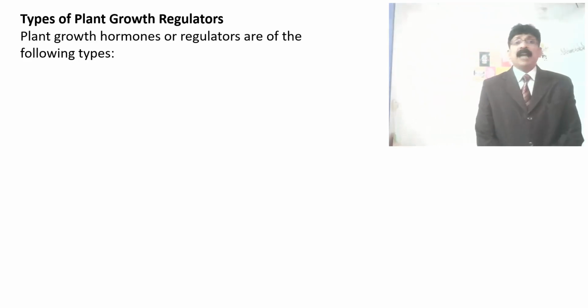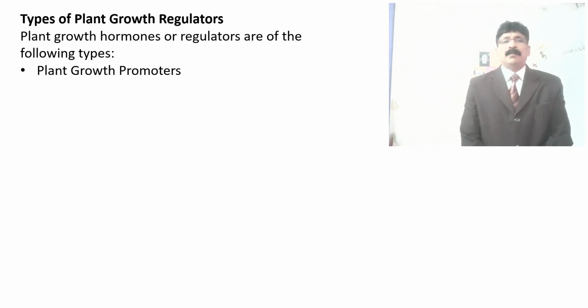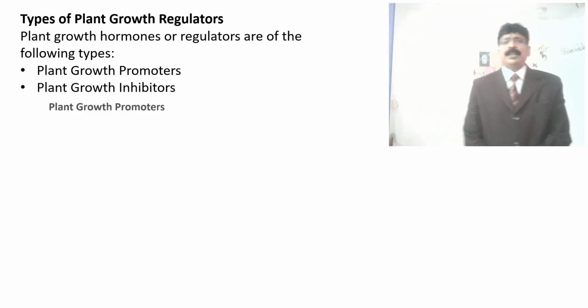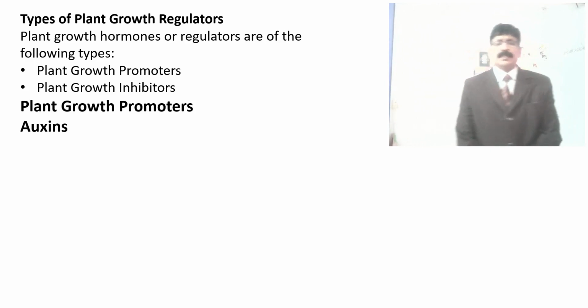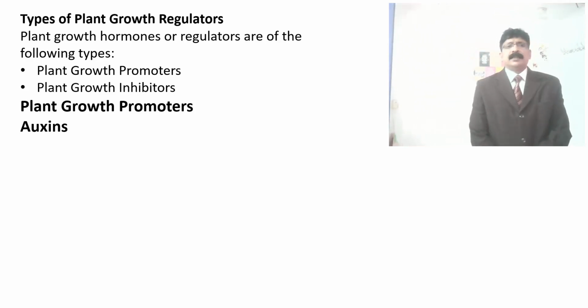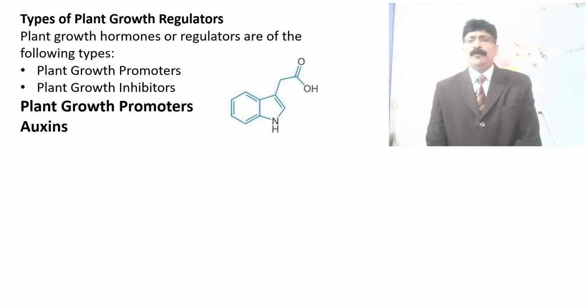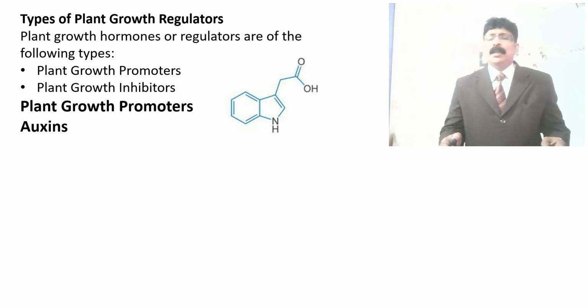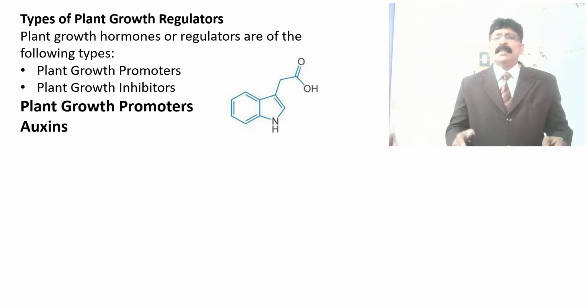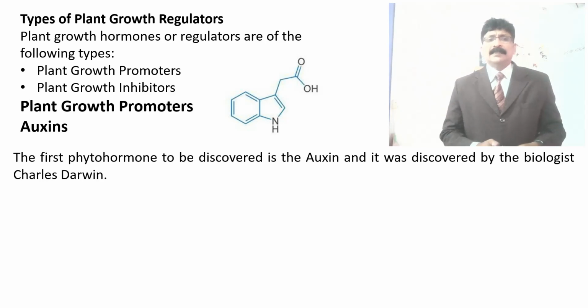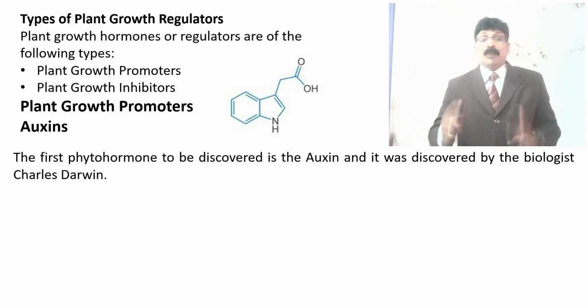Types of plant growth regulators. The plant growth hormones or regulators are of the following types: plant growth promoters and plant growth inhibitors. Plant growth promoters: auxins. Auxin, this is the structure. Starting with auxin, we can see that it is an indole derivative with a 6-membered benzene ring and a 5-membered ring with a nitrogen. We can say indole-CH2COOH. Sorry, not abscisic acid, this is auxin.